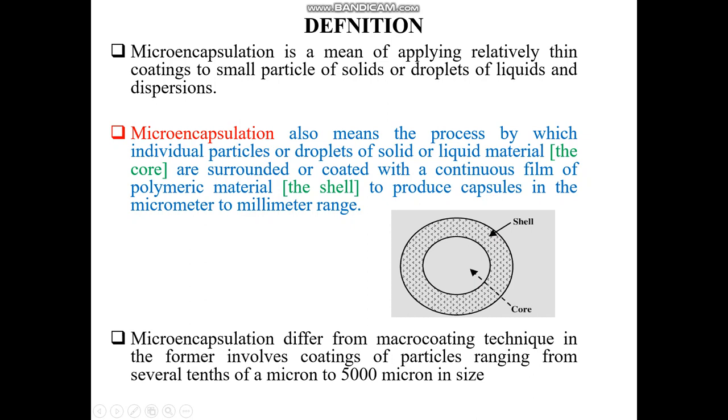Microencapsulation is different from the macro coating technique. There is a little bit of difference between them: the former involves the coating of particles ranging from several tenths of a micron to 5,000 microns in size.